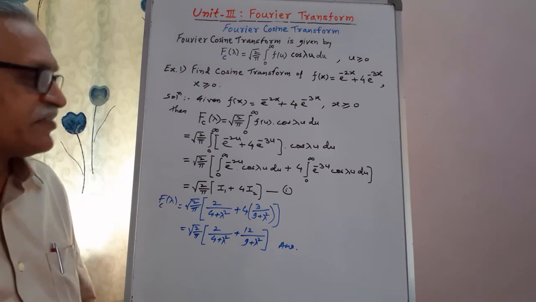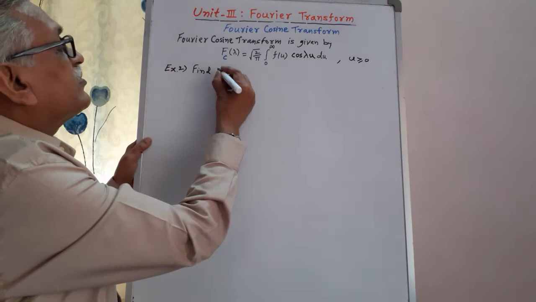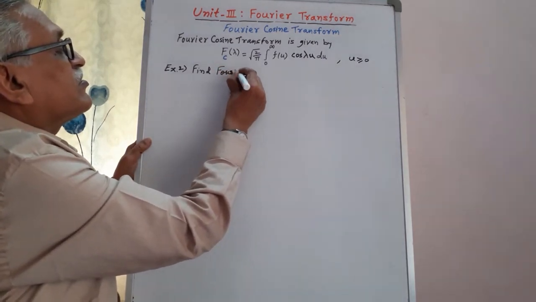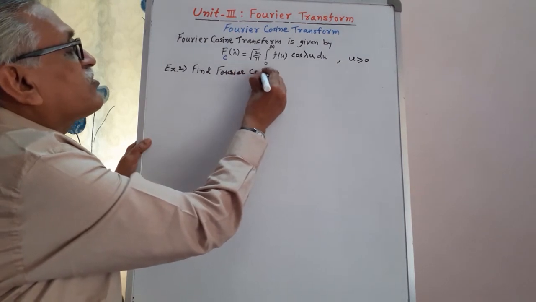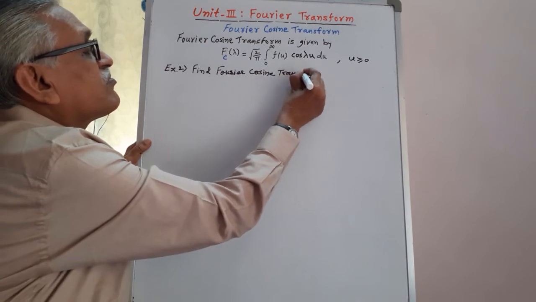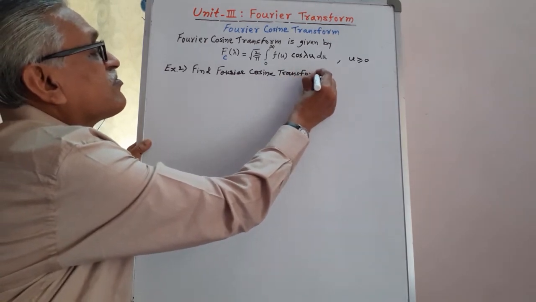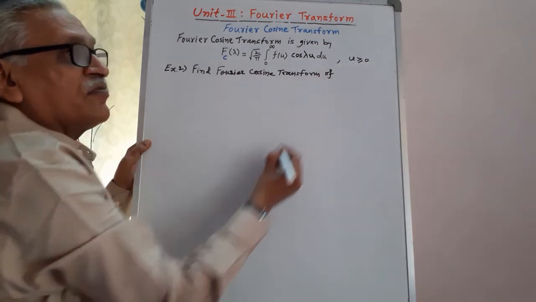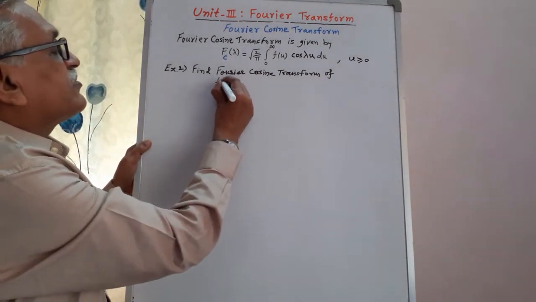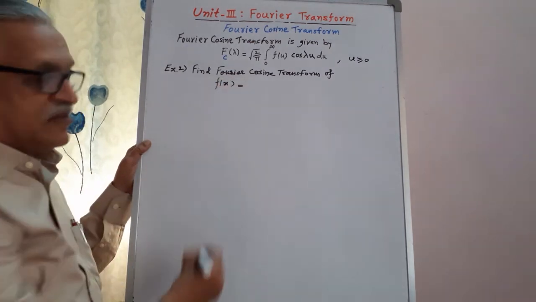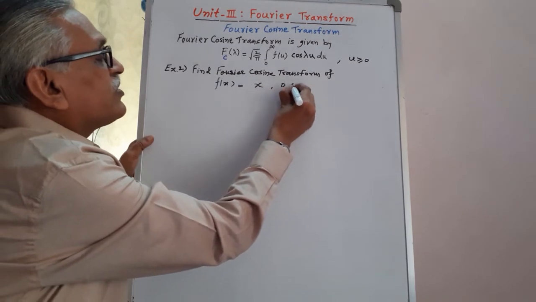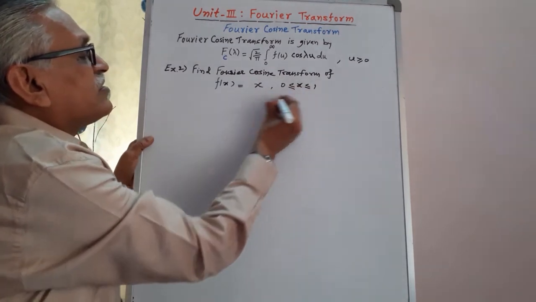One more example I will discuss. Find the Fourier cosine transform of f(x) equals x for the condition 0 less than or equal to x less than or equal to 1.